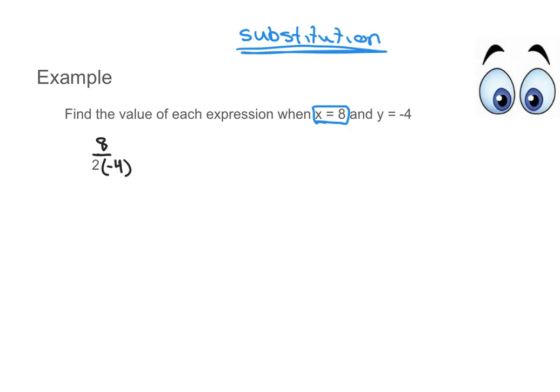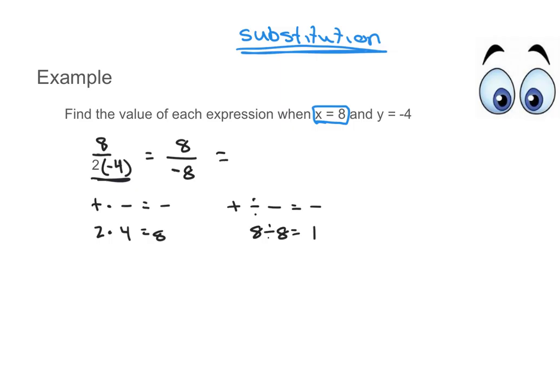So now I do what's called simplifying. 2 times -4, that's a positive times a negative, so that's negative. And 2 times 4 is 8. And on top, I have 8. So now I look at this second step, and I'm dividing. A positive divided by a negative is negative, and 8 divided by 8 is 1. So this simplifies all the way down to -1.